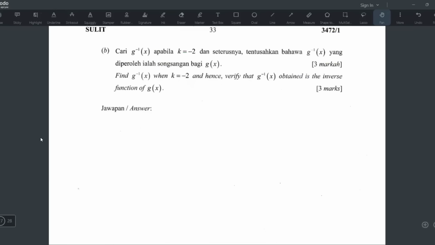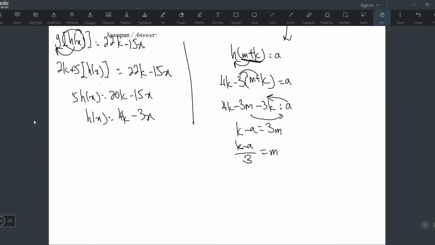Okay, let's do B. Find g inverse x when k is negative. Wait, what? Find g inverse x when k is... Wait, is this related to the last one?